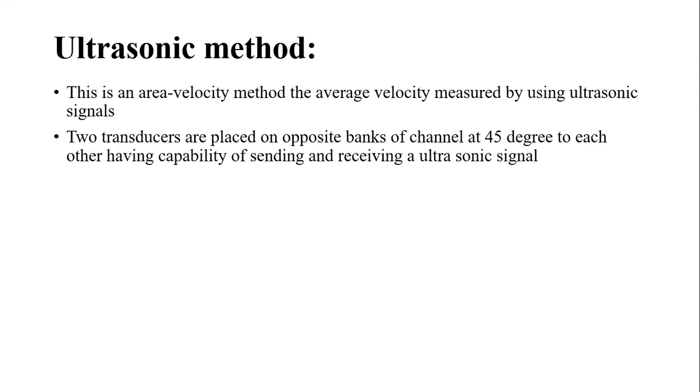यानी कि जो हम ट्रांसड्यूसर्स यहाँ पे यूज कर रहे हैं वो 2 नंबर में रहेंगे, 2 ट्रांसड्यूसर्स रहेंगे. दोनों जो ट्रांसड्यूसर है वो हम अपोजिट बैंक्स पे प्लेस करेंगे, यानी कि एक यदि हमने नदी के इस तीर में लगाया तो दूसरा दूसरे तीर पे रहेगा और दोनों एक दूसरे को एग्जैक्टली 45 डिग्री में रहेंगे और उनकी जो कैपेबिलिटी रहेगी, they should have the capability to send the signal and to receive the signal.